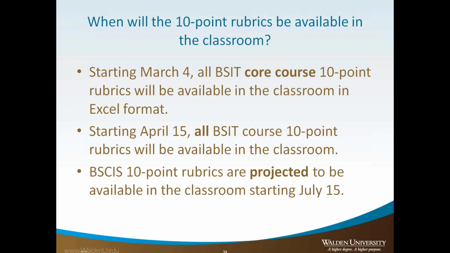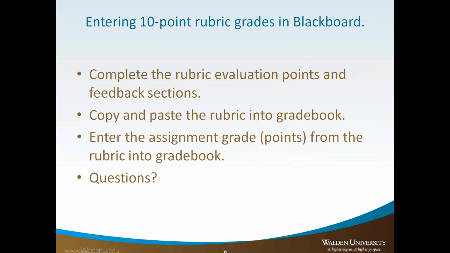Again, starting March 4th, all BSIT core courses will have their 10-point rubric. Starting with the April 15th term, this should be integrated into all BSIT courses. So if you're still teaching a non-core course on March 4th, you're still going to see the 4-point rubric. But starting April 15th, we've been promised by course maintenance they'll have them all in there. If that changes, we'll let you know. And in the BSCIS, we're projecting to get the 10-point rubric out by July 15th. But first, we have to go in and change the 500 rubrics in the BSCIS program, and then have course maintenance input those new items. Okay, next slide.